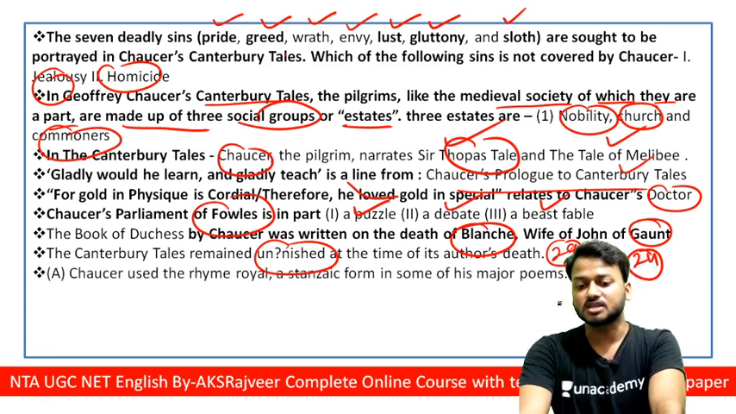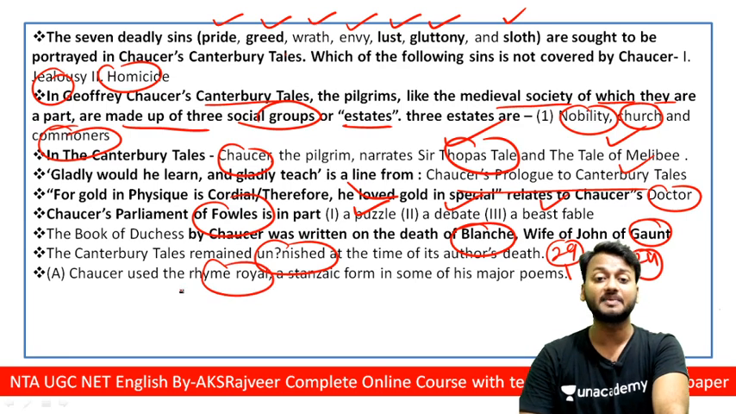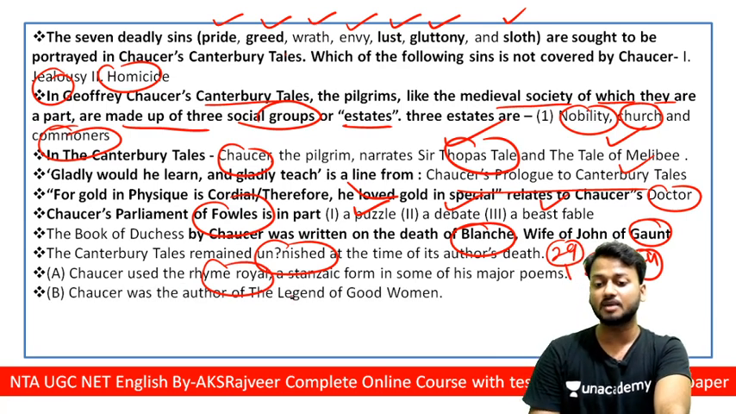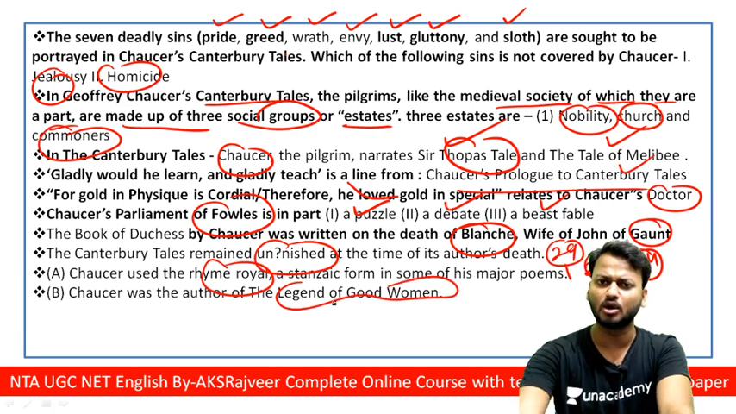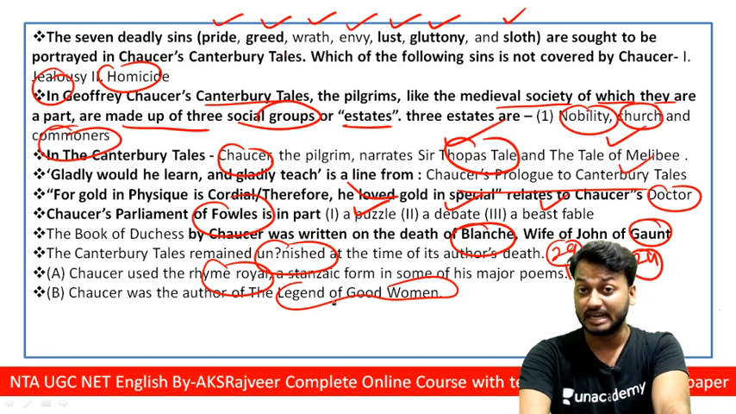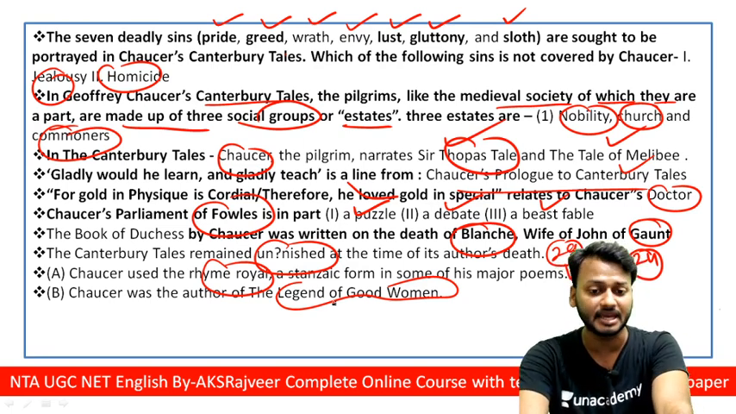See, learners, Chaucer used rhyme royal as a stanzaic form in some of his poems. So yes, learners, rhyme royal was used by Geoffrey Chaucer. This is the fact. And Chaucer was the author of the Legend of Good Women. Learners, I have already told you on my previous slide that he wrote the Legend of Good Women, considering Cleopatra and 8 others.